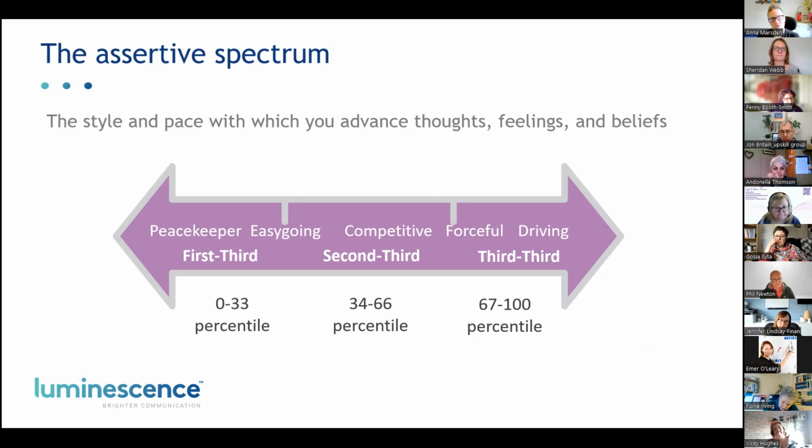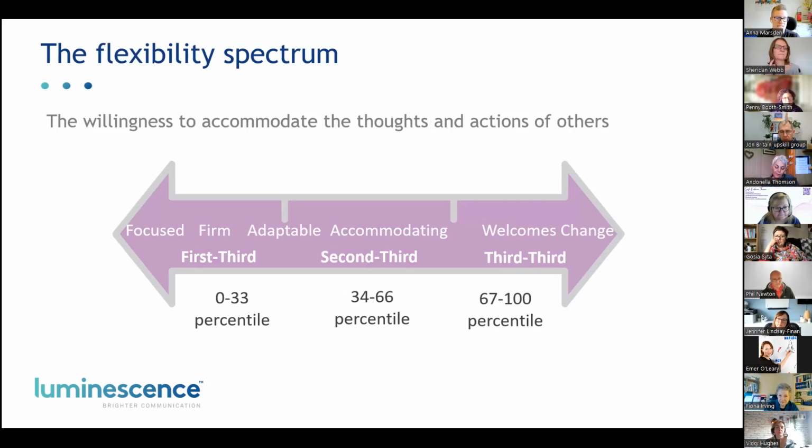So the final behavior, and then we'll get on to the Jamboard exercise, is flexibility. And again, all of us are flexible in terms of how we accommodate a change that is happening, and that is how we accommodate the wants and the desires and the thoughts and actions of others. So it's not necessarily how much we like to change, it's the willingness to accommodate the change from others. We're all flexible, but first, third, flexible will be focused on the decision that's been made already.